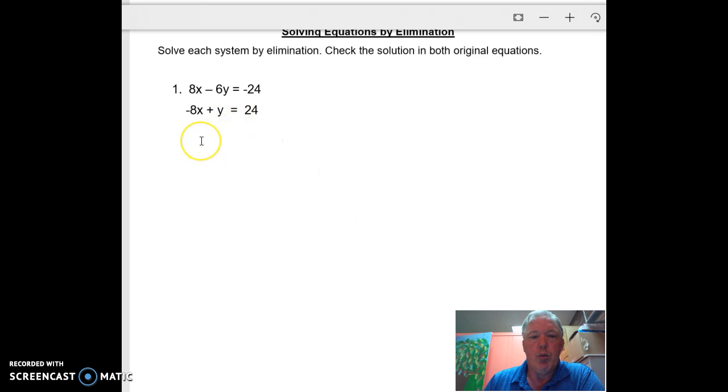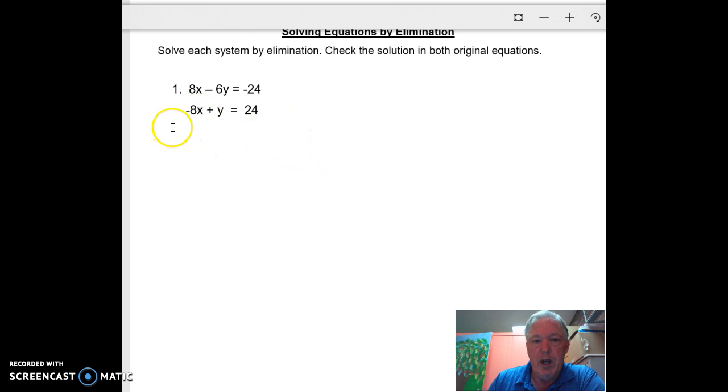So here in number 1, we have 8x minus 6y equals negative 24, and negative 8x plus y equals 24. The idea of elimination is that we're going to eliminate one of the variables so that we can solve for the other variable. Then once we solve for that variable, we plug it back into the equation, solve for the other, and then we have a solution. We'll take both numbers, what is x, what is y, and plug them back into both equations to see if that works out.